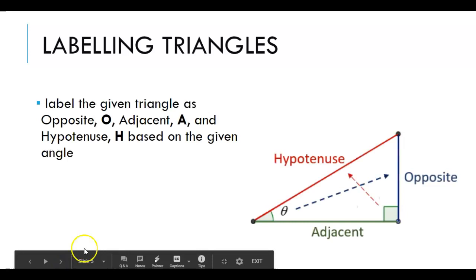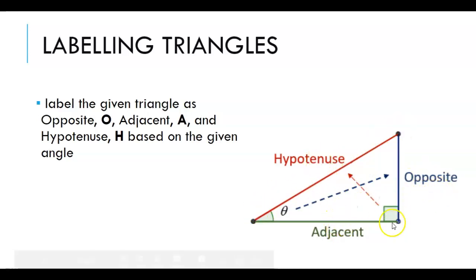Let's label the given triangle here as opposite, adjacent, and hypotenuse. Here the given angle is this angle here, labeled theta. Based on that angle, now we're going to label this right angle triangle. Opposite angle theta is this side here, opposite. Adjacent is the side connected to the given angle, and hypotenuse is the other side connected to the given angle that is opposite the right angle of the triangle. So hypotenuse is very easy to identify and to label.